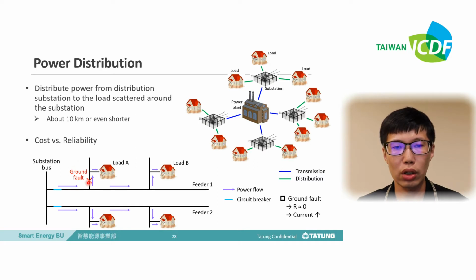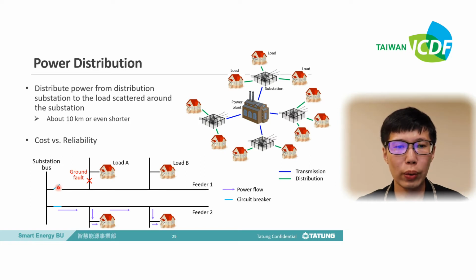a ground fault occurs here, what is a ground fault? Ground fault means the power line is connected to the ground, and the resistance between the power line and the ground is almost zero, so the current will increase. So it will harm the feeder or the power line. So in this case, we have to cut the current here by opening the circuit breakers, just like this.